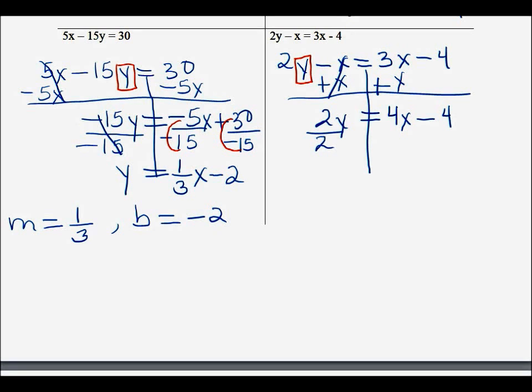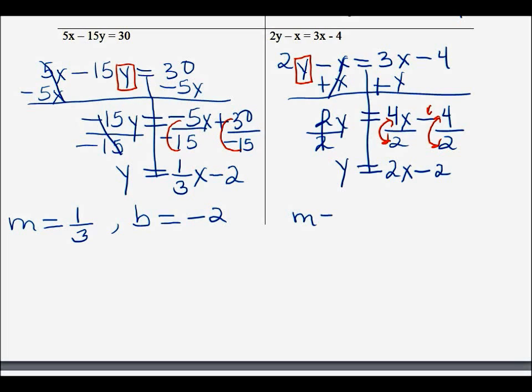I'll divide everything by 2. The 2 cancels out on the left, leaving me with y equals. Now when I get here, I have 4 divided by 2. Remember, you have to reduce if you can. 4 divided by 2 is simply 2, so that becomes 2x. Then I'll do the same thing here. Remember to look at the sign that's in front of the number. It says minus 4, so we know that means negative 4. So I'll have a negative 4 divided by a positive 2, making it negative. So this becomes minus 2.